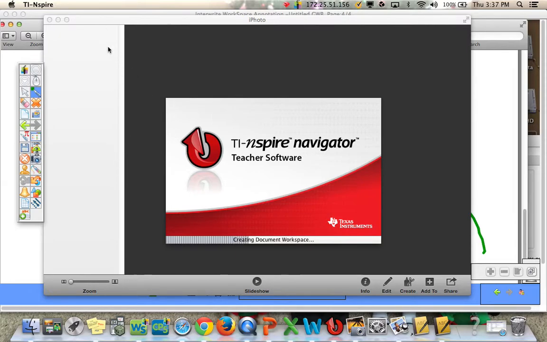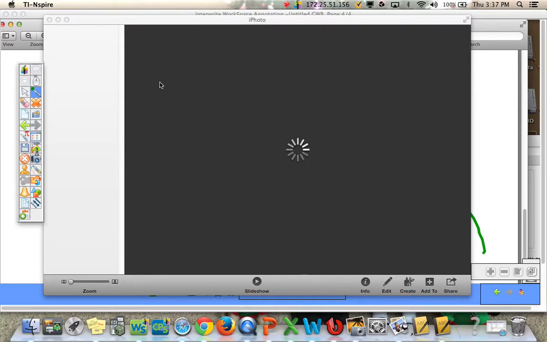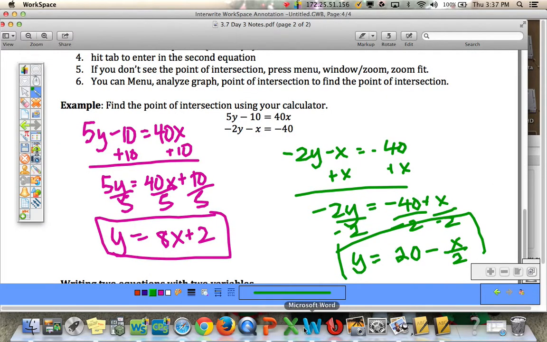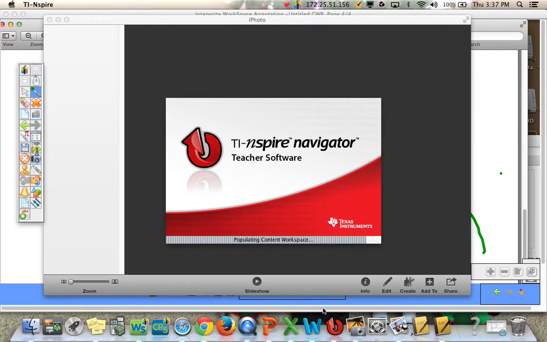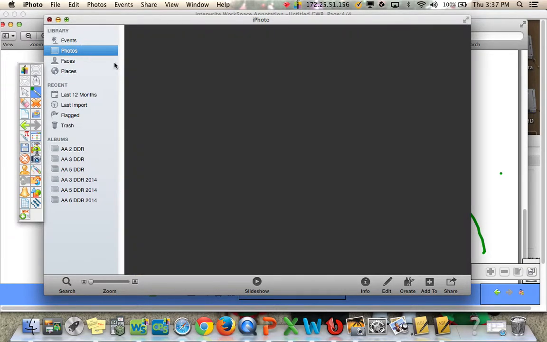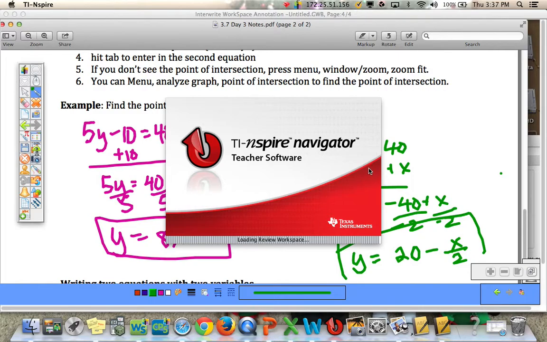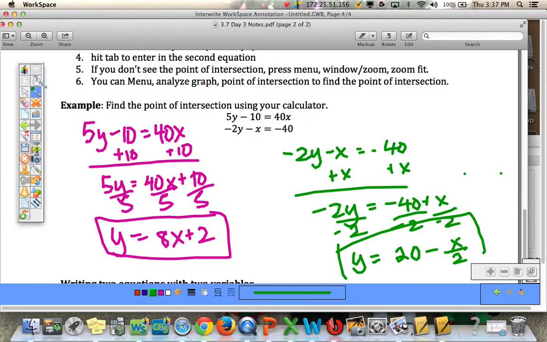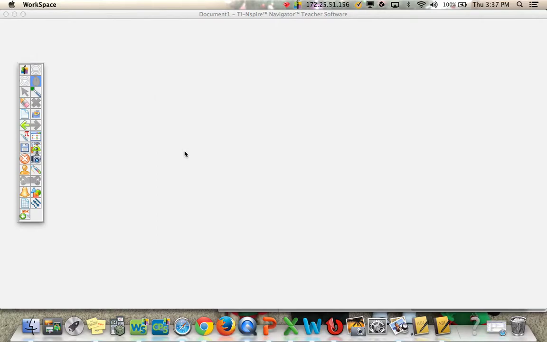And I accidentally opened iPhoto, so I'm going to have to shut that as well. Okay. And while we wait, let's see what else we have here. Oh, write an equation in 2 variables. Okay.